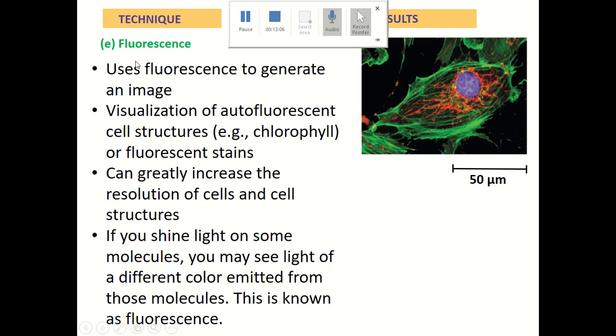And then next we have the fluorescent technique, in which they use fluorescence to generate the image, as you can see here, and the visualization of autofluorescence cell structure using fluorescent stains. This technique can greatly increase the resolution of cells and also the cell structure. So if you shine light on some molecules, you may see light of a different color being emitted from those molecules, as you can see here. Different molecules emit different colors. This is known as fluorescence.